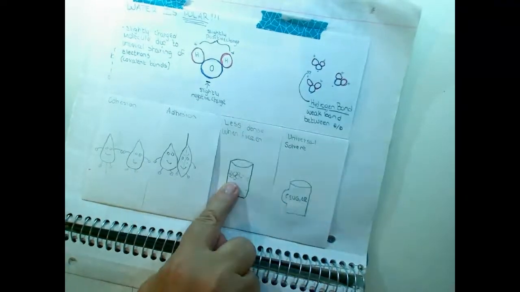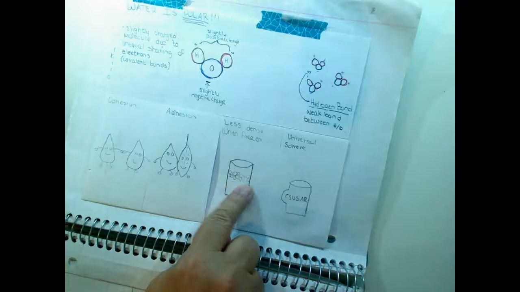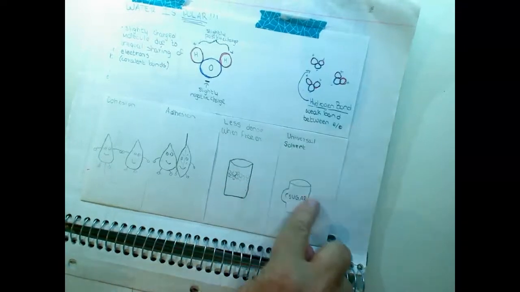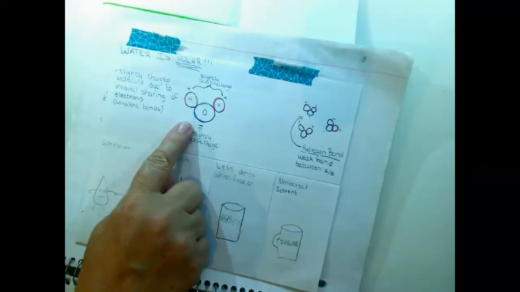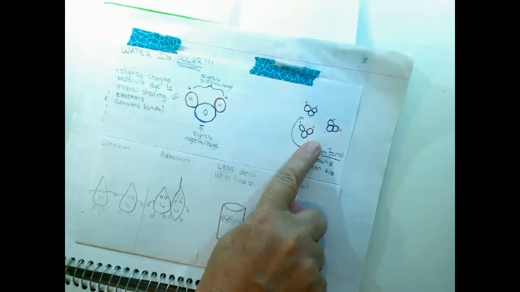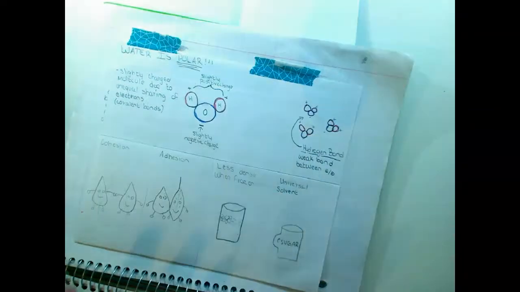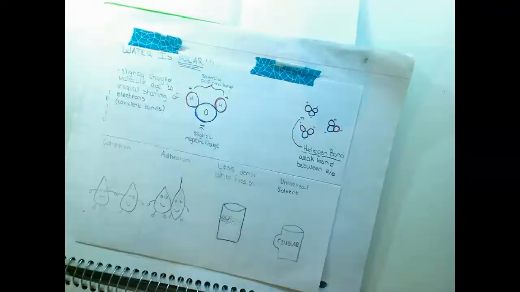Water is less dense when frozen, and they show ice floating in the water, and water is a universal solvent, so sugar dissolves in water. They also talk about how water is polar and how hydrogen bonding is present in water. So these are really good ways to study what you learn by writing it over again in a different format. And if you can draw it, even better. Okay, so there's some examples of what Cornell notebooks look like and some of the things that you can add to Cornell notebooks.